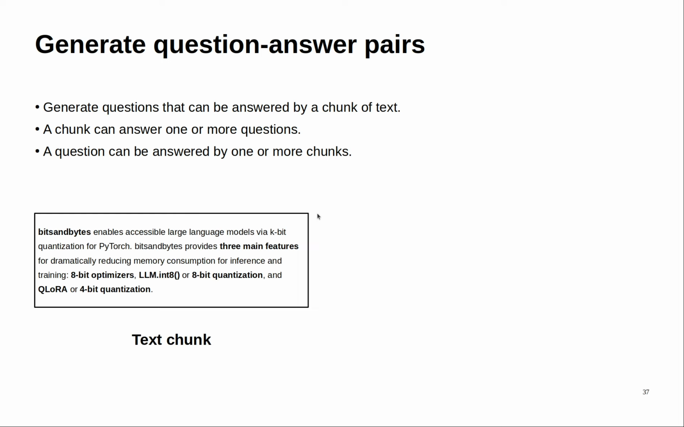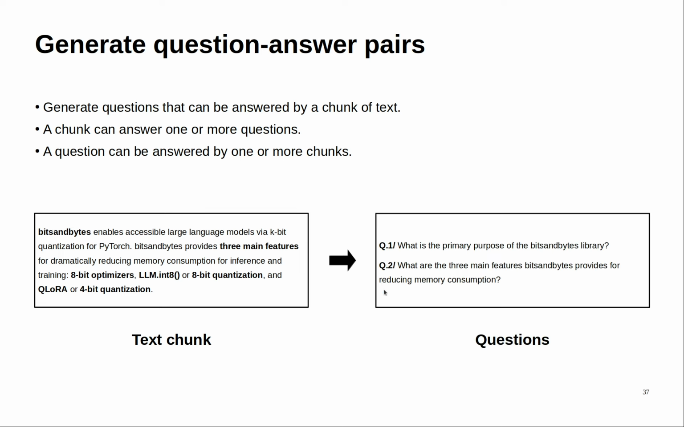Here's an example. I took this chunk of text that describes the bits and bytes Python package. And then I asked a large language model to give me questions that can be answered by this text chunk. It gave me more than 2 questions, but I just took these 2. And the most important thing is that in this step, we need to validate these questions. They need to be relevant to the chunk.